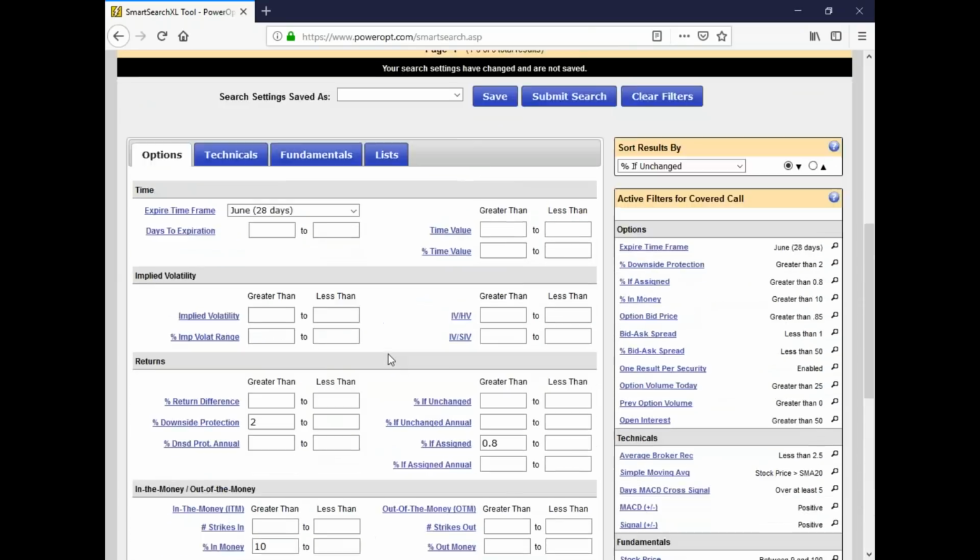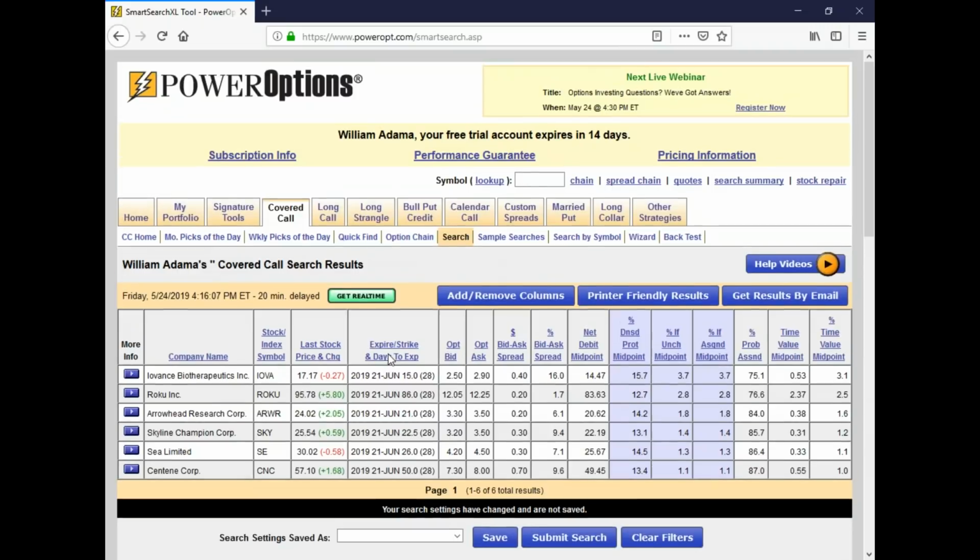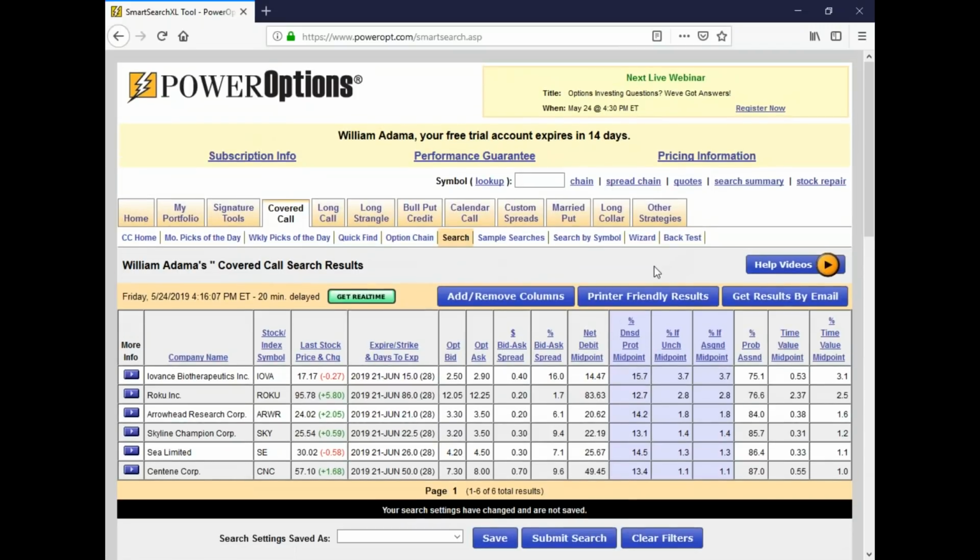Okay, so that relates to Don's question regarding open interest and volume, and will a higher open interest and volume naturally limit out a wide bid-ask spread? It probably will, not necessarily, but it probably will, but there's other screens that you can use to do that as well. Okay, all right, sorry about that.